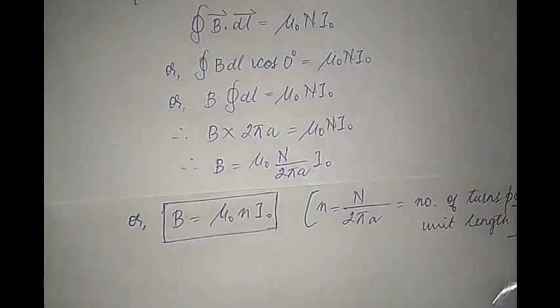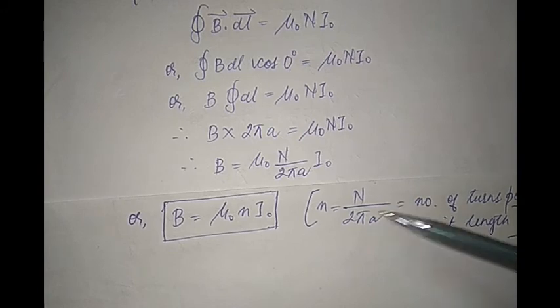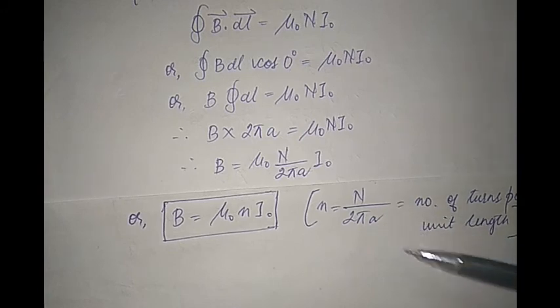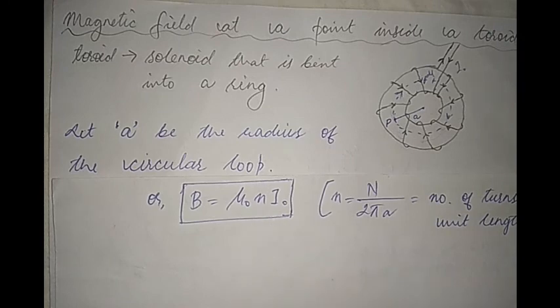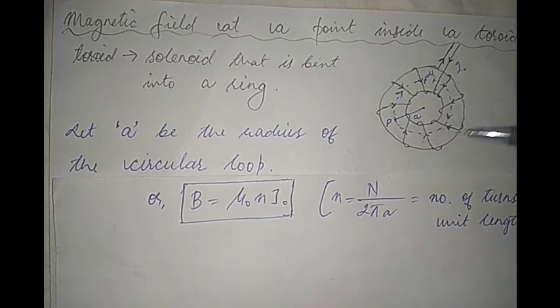Now this equation can be rewritten as B is equal to mu naught small n I naught. Capital N is the total number of turns, and 2 pi a is the length of the toroid. The total number of turns divided by the total length of the toroid gives us the number of turns per unit length. Therefore, this equation gives us the magnetic field inside a toroid.